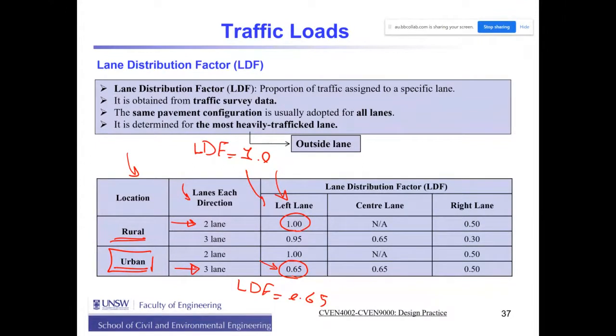So lane distribution factor is the proportion of traffic assigned to a specific lane. And I should also mention that we always consider the same pavement configuration for all the lanes. So we don't change the pavement for different lanes. That is the reason we are considering the most heavily trafficked lane for determination of LDF.